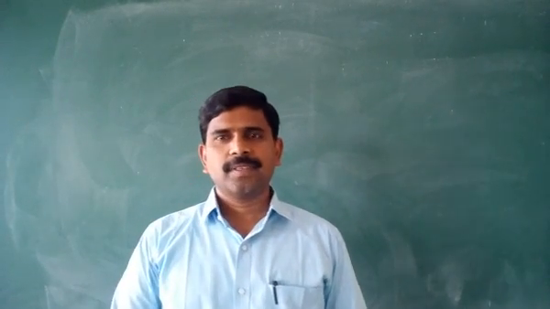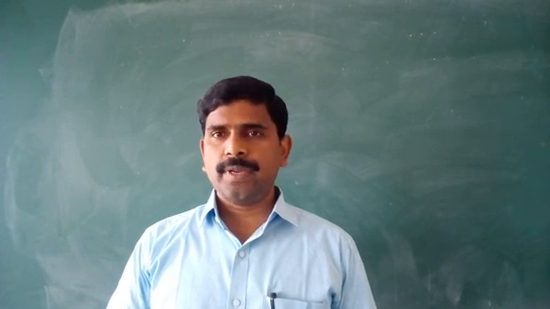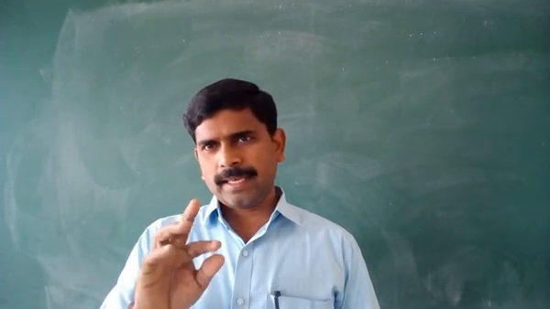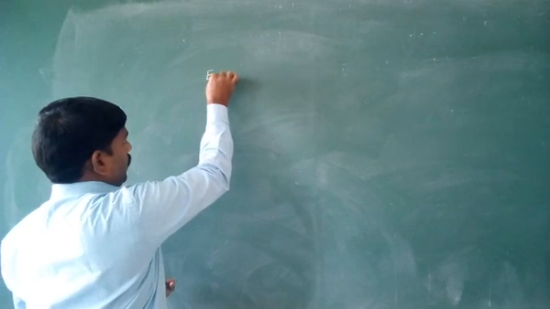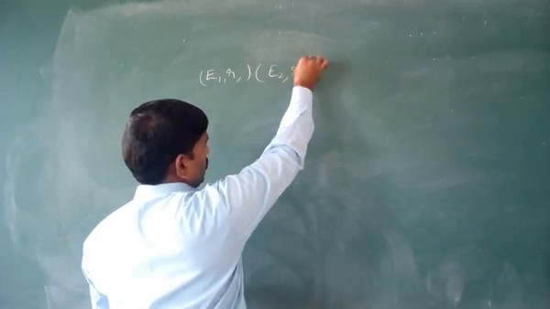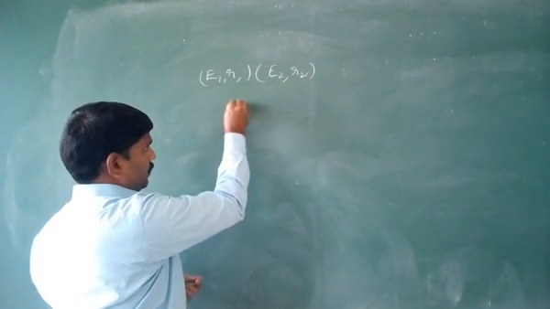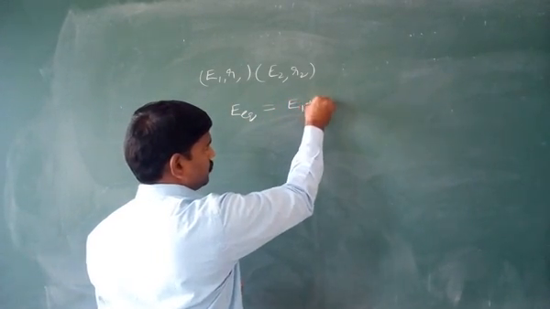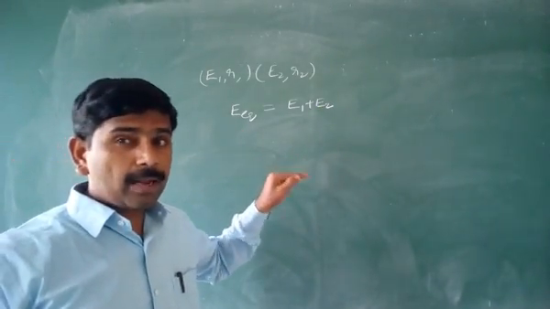Hello students, in our previous video we discussed the series combination of cells. In that situation, if two cells having EMFs E1 and E2 and internal resistances R1 and R2 are connected in series combination, then the effective EMF, E equivalent, is equal to E1 plus E2. That is in the case of the helping manner.